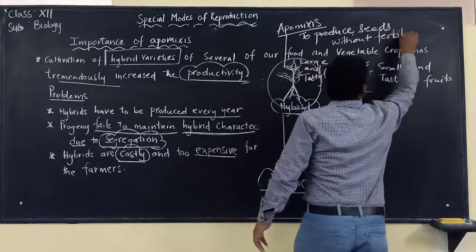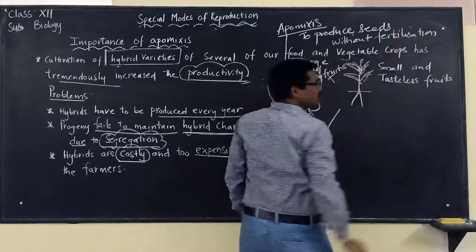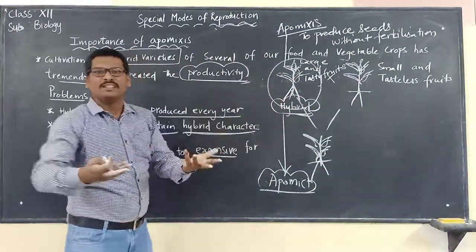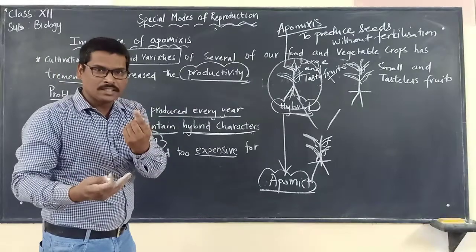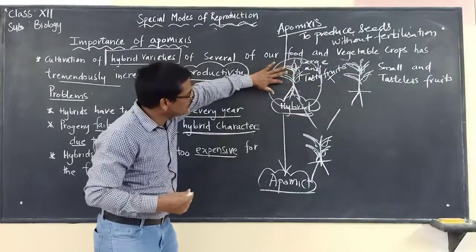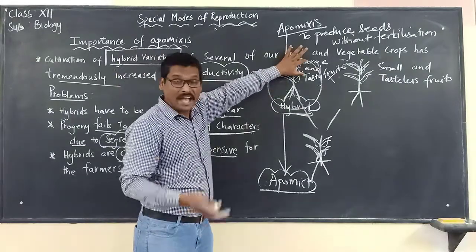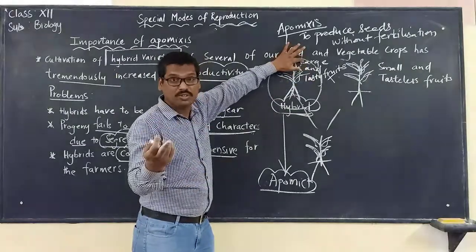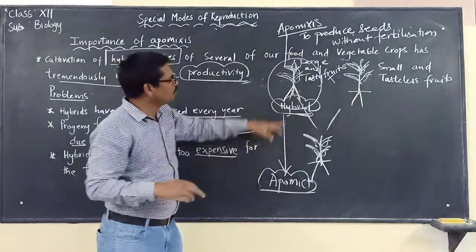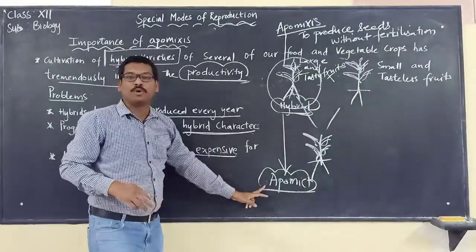So if the plant is made to produce seeds without fertilization, then it is easy for it to produce the same seeds in the next generation with the same characteristics. So the seeds collected from this plant will have the characteristics of producing fruits which are large and tasty. That is possible when you make this particular plant an apomict.